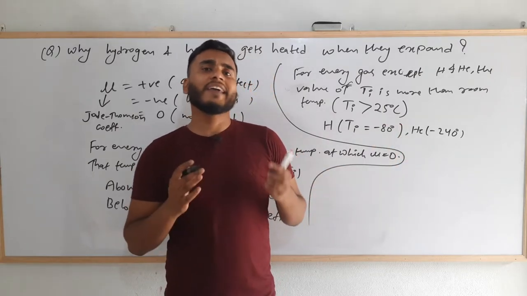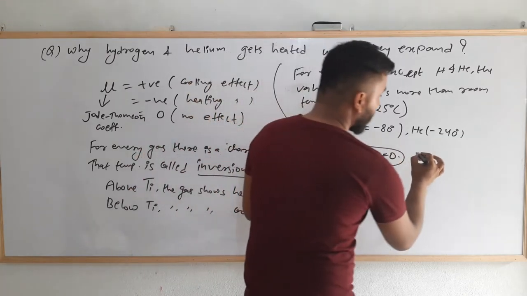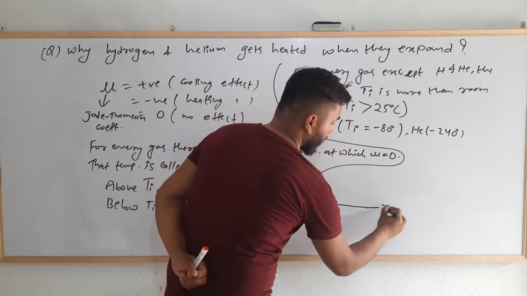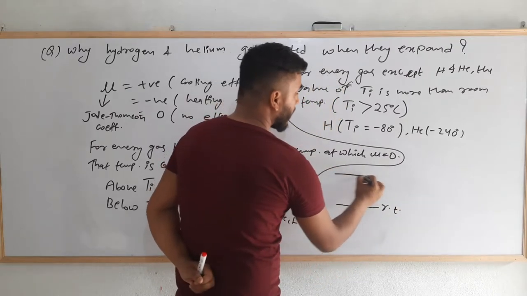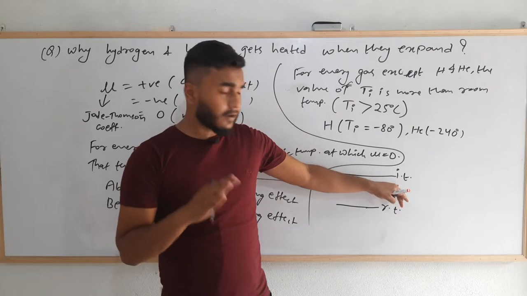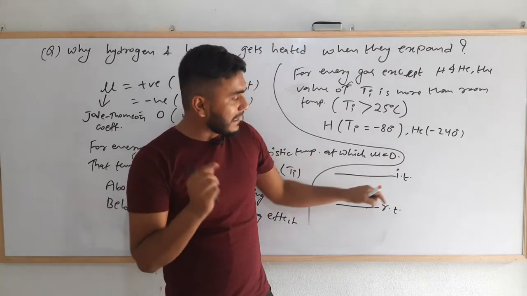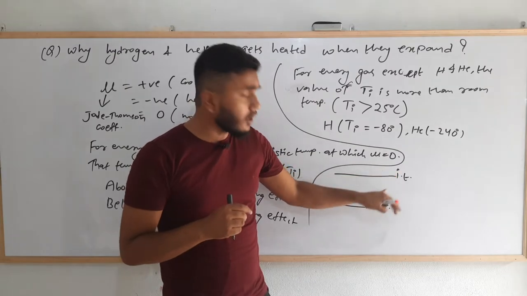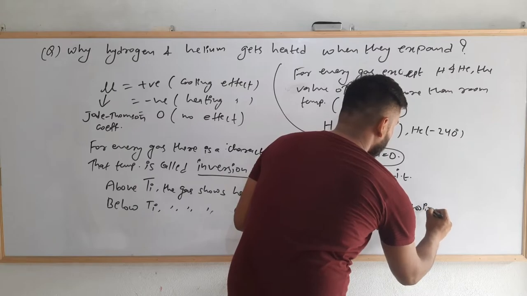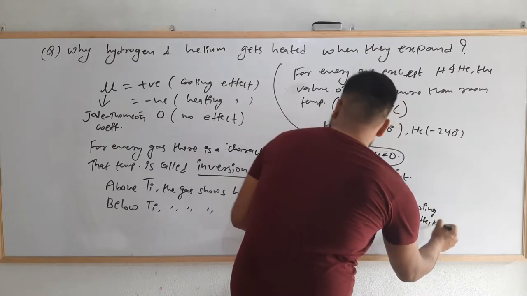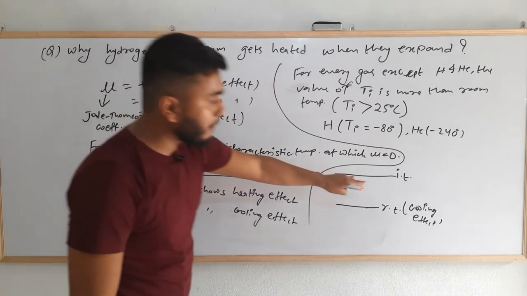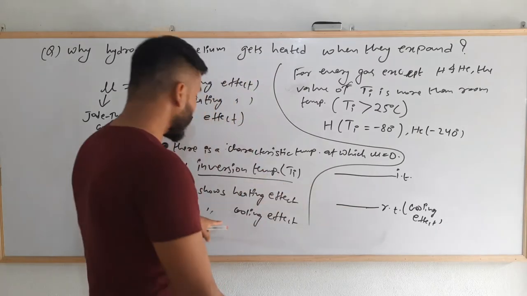And if we are doing the experiment at room temperature, then obviously for real gases, this is room temperature and their inversion temperature is up here. So the gas is below the inversion temperature. So it will always show cooling effect. I have written over here, above TI, the gas shows heating effect, but below TI, this shows cooling effect.